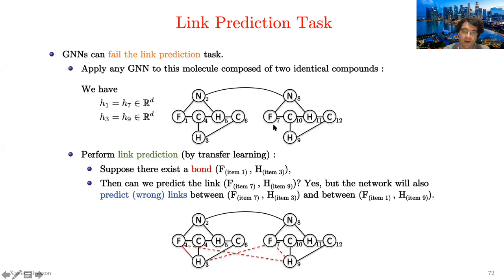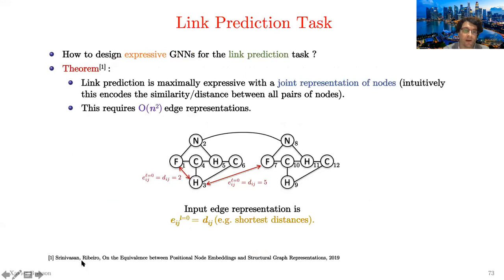But the problem is that because you have the same representation for these two atoms here and here, then you are going also to predict wrong bonds here and here. So this limitation was identified by Bruno Ribeiro and Srini Vasan. And basically they say that if you want to design a graph neural network with maximal expressivity for the link prediction task, what you need is basically a joint representation of nodes. You need to have a joint representation between all nodes. So this requires n square complexity, because you need to encode all edge representations.